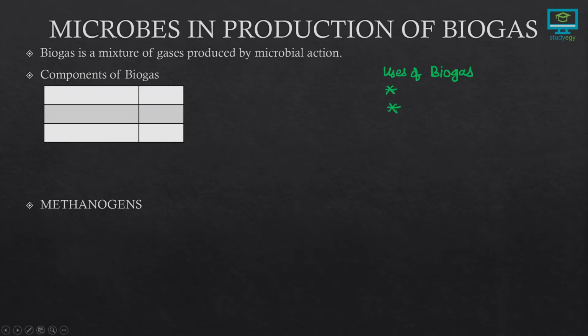So what is biogas? Biogas is actually a mixture of gases which is produced by microbial action. So what happens? These gases are produced as a byproduct of the microbial action. So the gas which we get is the byproduct of growth and metabolism.